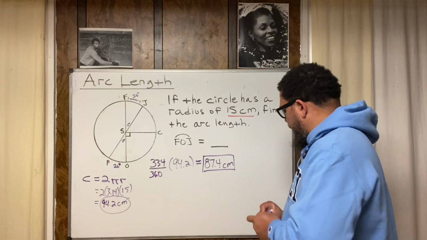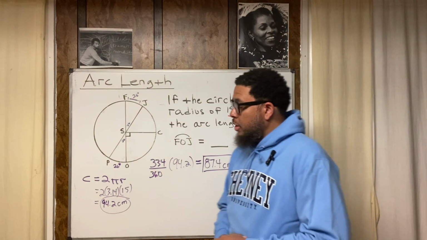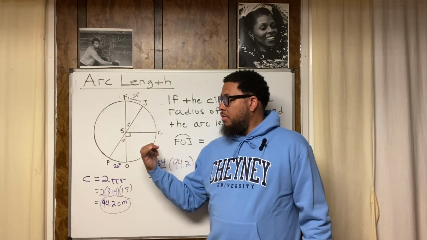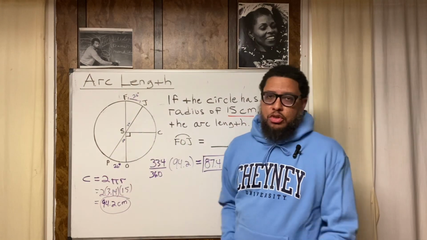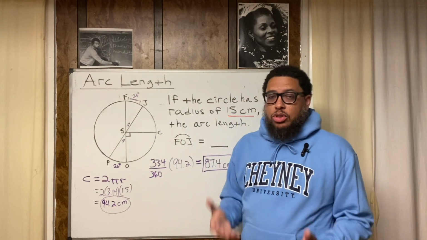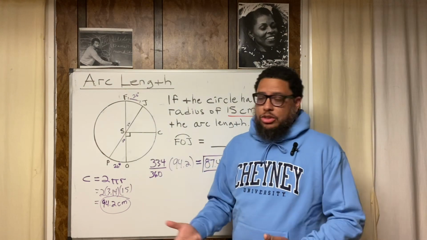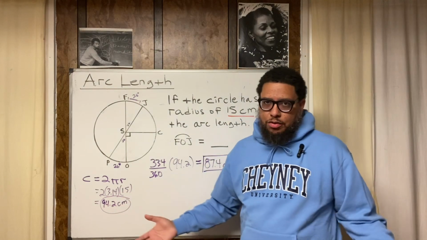And that's how you find arc length. You got to find the circumference of the circle, right? Use this formula, or you can use pi d. If you had the diameter, you could do pi times the diameter. You could do it that way too. You still gonna get 94.2. It don't make a difference, right?